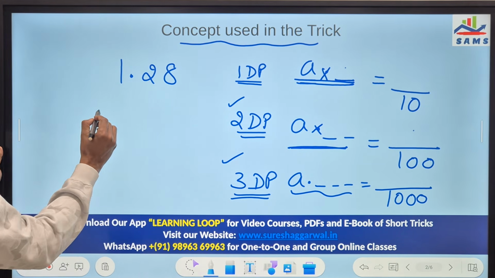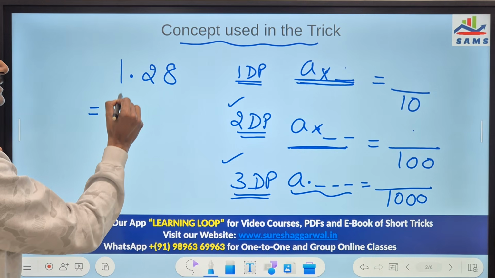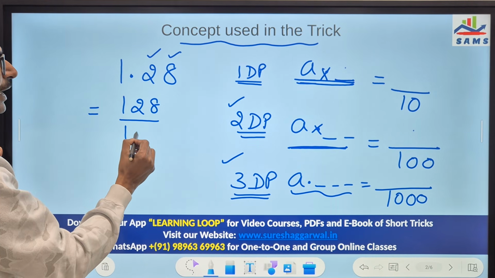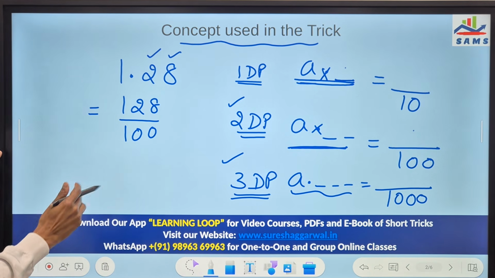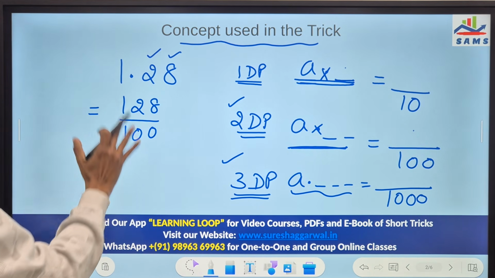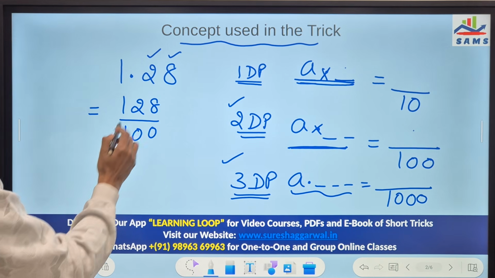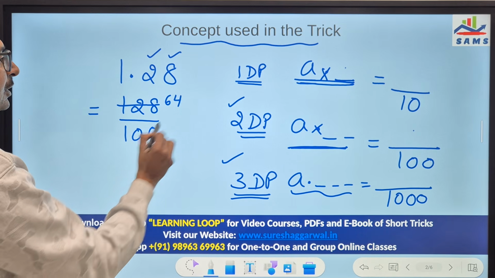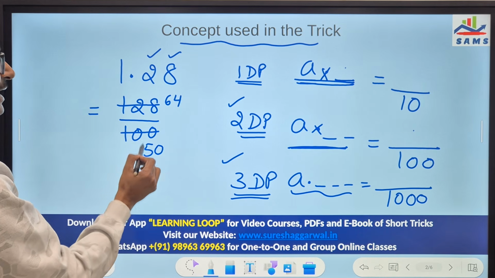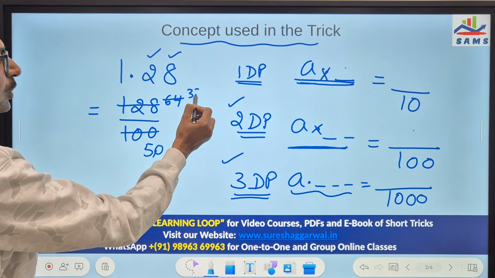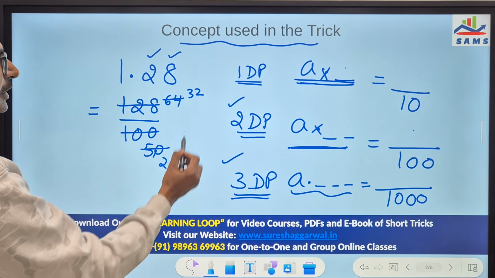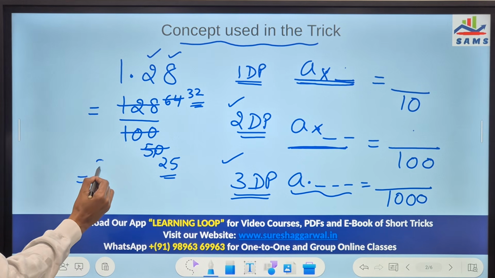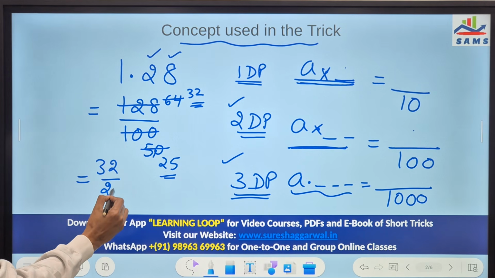So for this question, I will write it as, see, forget the decimal, 128, and how many decimal places? 2. So I'll put a 1 followed by 2 zeros. Now because they are even numbers, I have to bring them to the lowest form. So they are cancelling by 2. So this will be 64 and this will be 50. Again cancelling by 2, you have this 32 and 25. And now 32 and 25 are not going to have any common factor between them. So the answer is 32 upon 25.